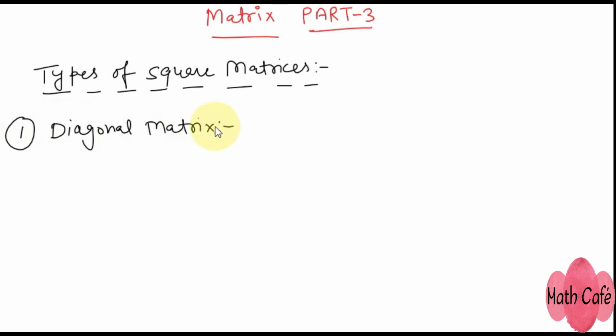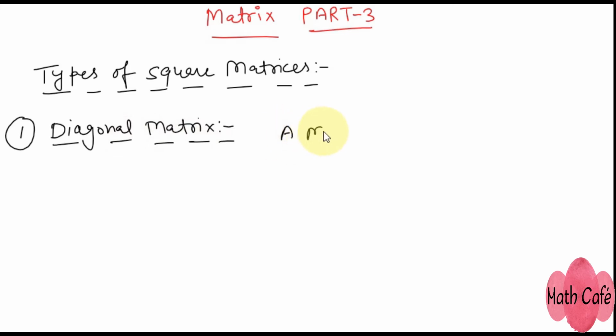So first of all, we will see definition of diagonal matrix. A matrix is called diagonal matrix in which all the non-diagonal elements are 0, but not all the diagonal elements are 0. That means at least one diagonal element should be non-zero.